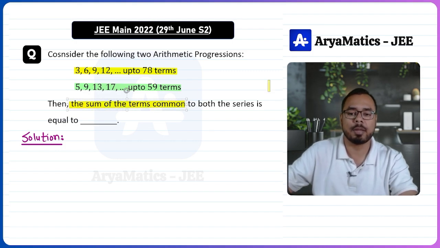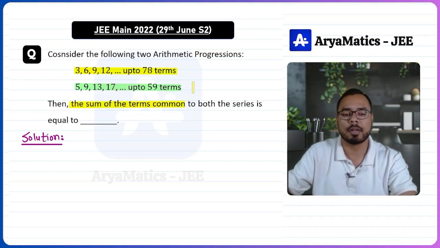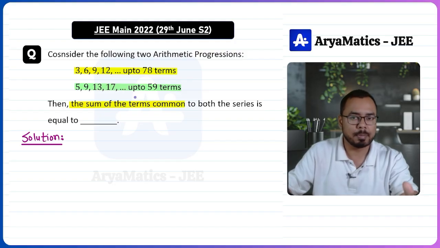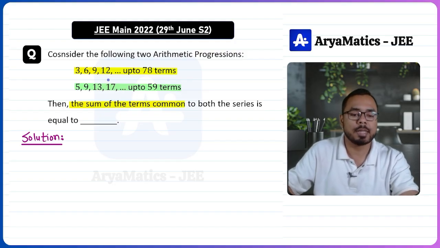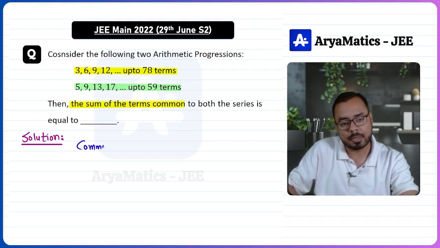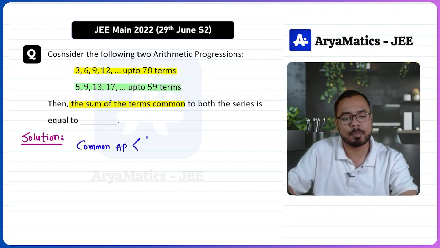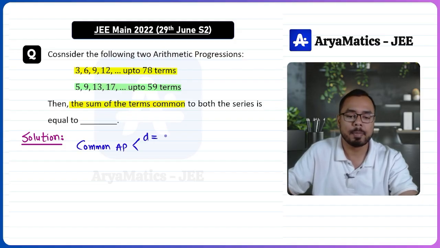Now in JEE Main, the problem on common terms of APs is not uncommon. There are multiple PYQs from here. And in AP of common terms, basically there are two very simple concepts. First thing is that if we have two APs, then the common terms will also create another AP. Let us call that AP the common AP. For the common AP, the common difference is the LCM of the common differences of the two APs.